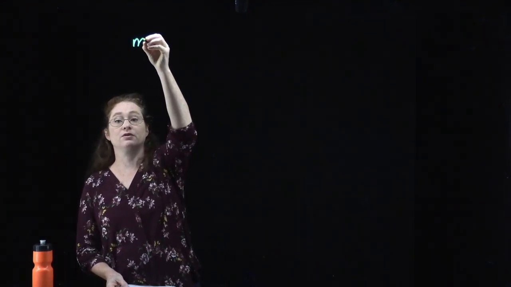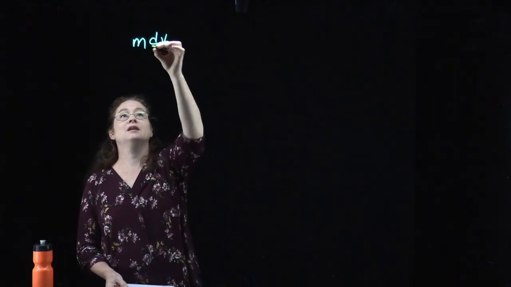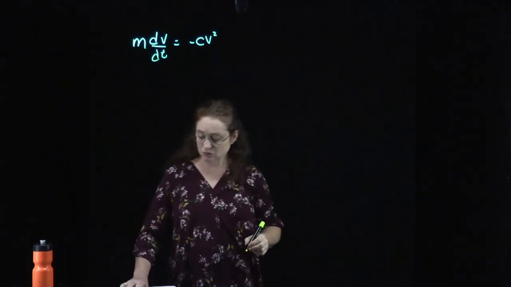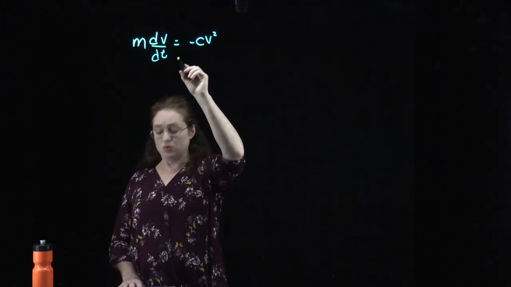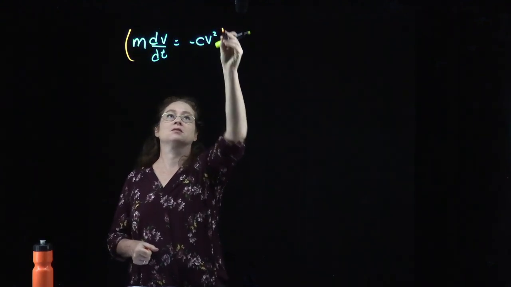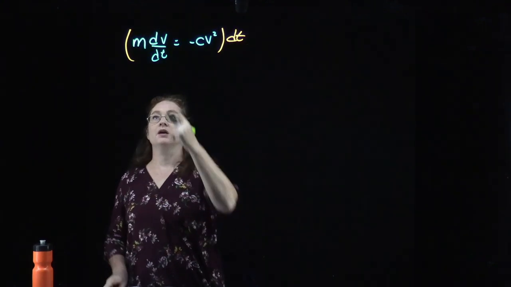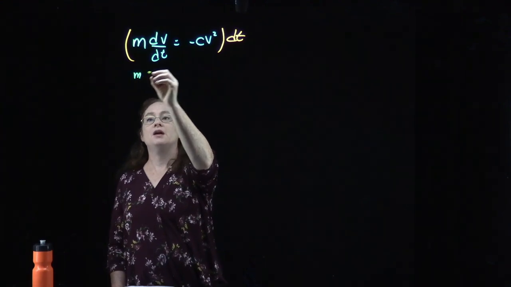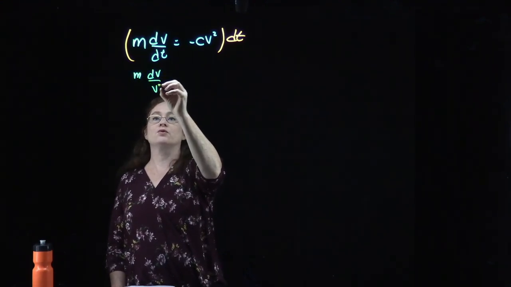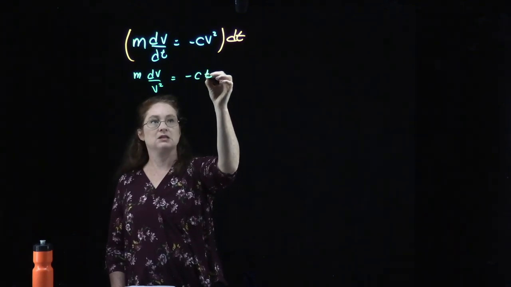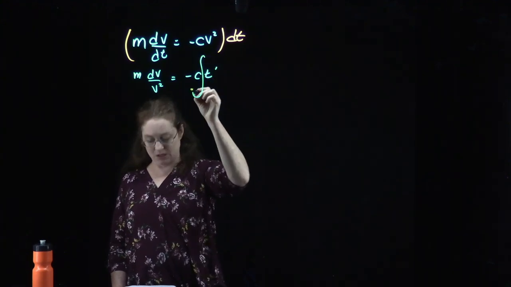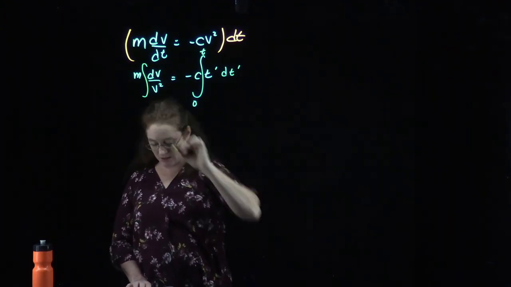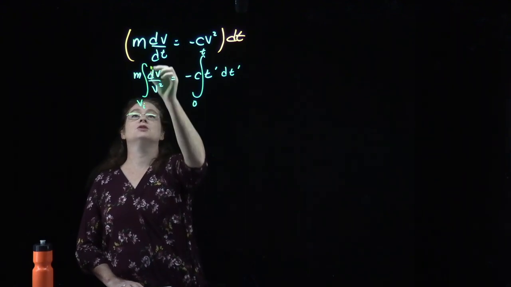So we're going to start with our differential equation, m dv/dt equals negative c v squared. All right, so then we are going to multiply on both sides by dt. And we'll leave our constants there. So I get m dv over v squared equals negative c dt. I'm going to make this t prime because I'm going to integrate from 0 to t of dt prime, and I'm going to integrate on this side from v initial to v final.